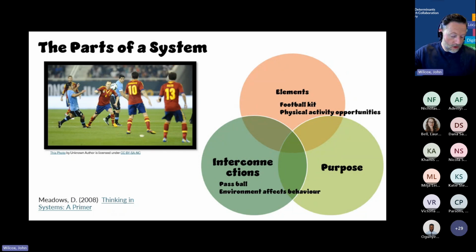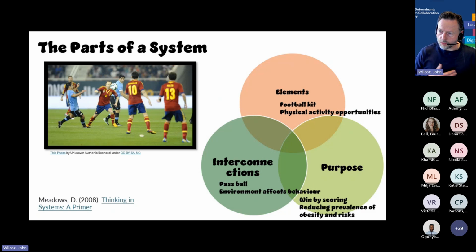And then finally, you've got the purpose. This is described as the most important part of the system to characterize and understand when you're looking at systems, because then you understand the overall goal. For example, in the game of football, you could say the purpose is to win the game by scoring the most goals. And if that purpose was different, then the game itself would be completely different.